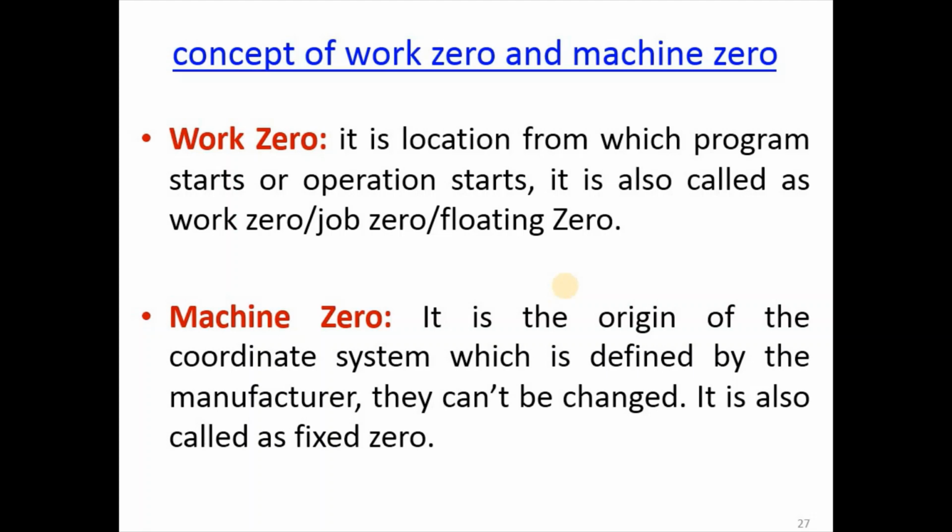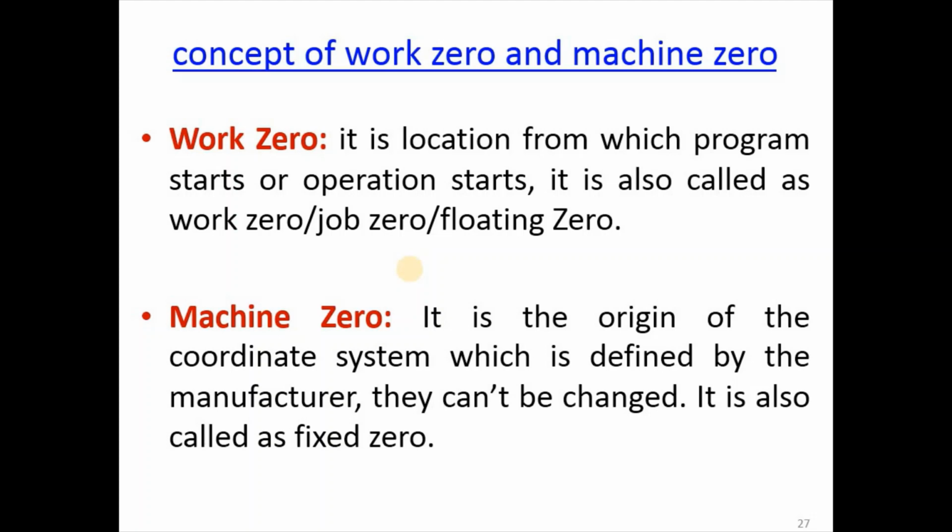So the next part is the concept of work zero and machine zero. Work zero means it is a location where we have not actually started the work, but our tool is near the work where we can start the operation. It is also called work zero, job zero, and floating zero point. So actually we are not starting the operation yet, but we can start the operation at this point. Okay, here we can start the operation.